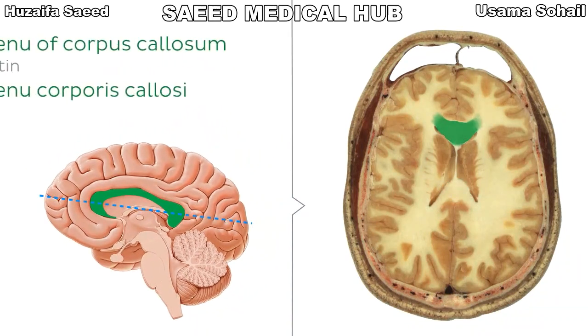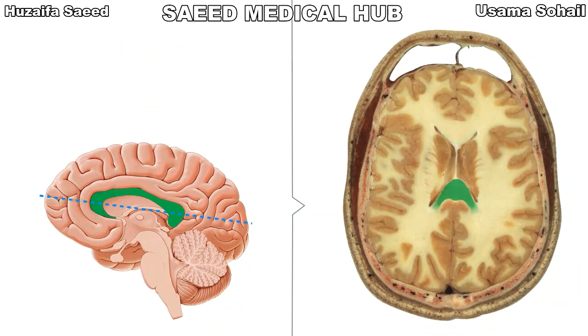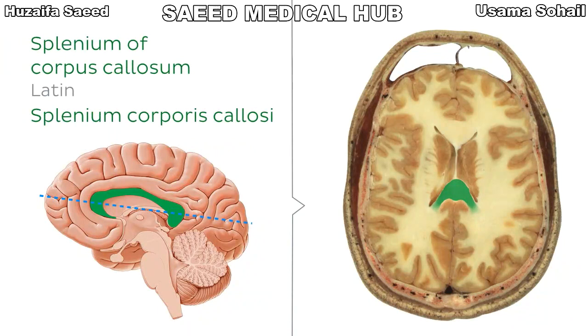The first part is the anterior portion of the corpus callosum and is called the genu, and in this hemisectional image of the brain, we can see the genu most anteriorly. The second part is the posterior portion of the corpus callosum and is called the splenium. In this hemisection image of the brain, we can see the splenium most posteriorly.